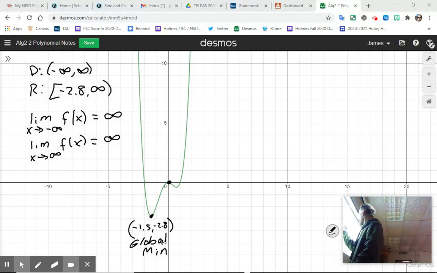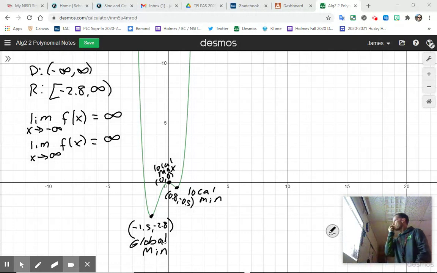And then we have a little tiny kind of hump right here, a little hill. So that would be a local max at 0, 0. And then we got this little tiny thing right here, that little valley, that's a local min. And that's the last one I have. But I'm going to call that point, I don't know, how about 0.8 and negative 0.5. And again, there's no global maximum here either.